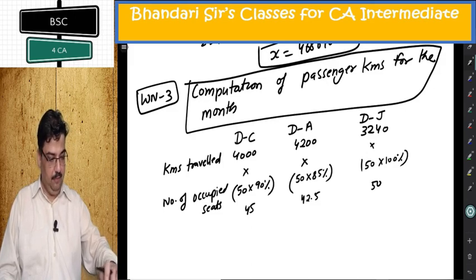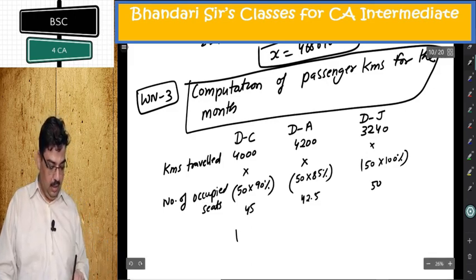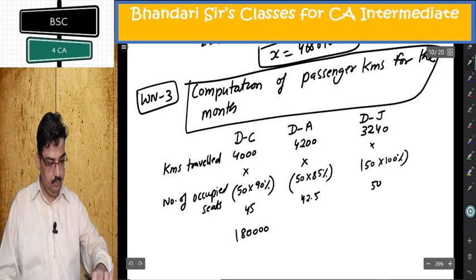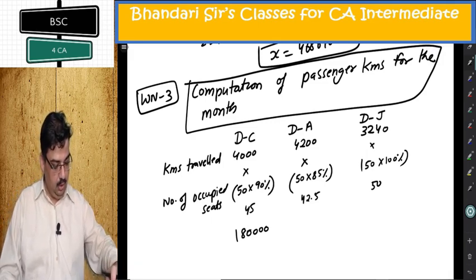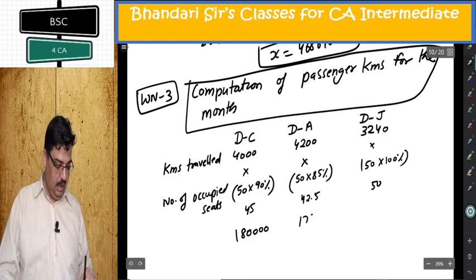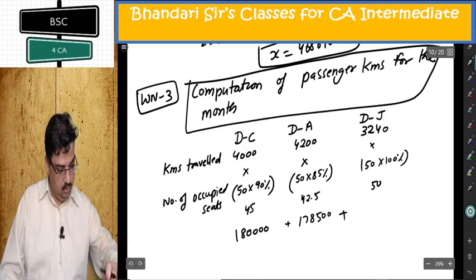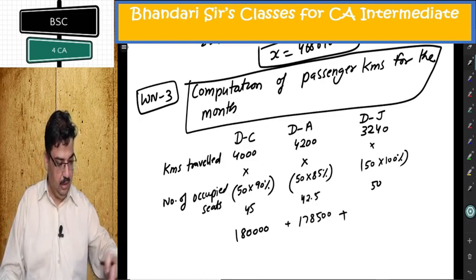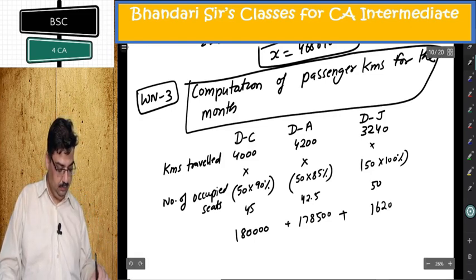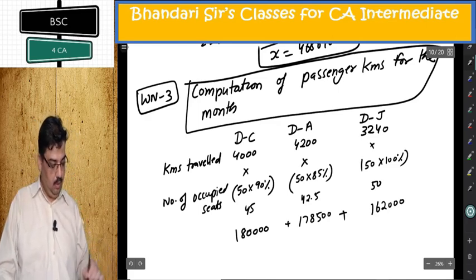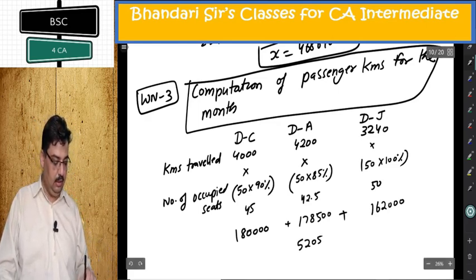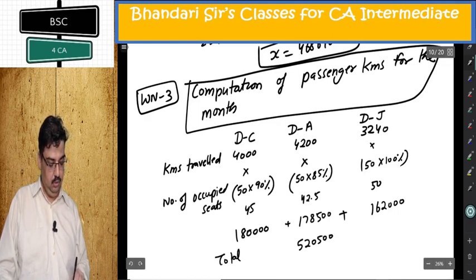4,000 into 45, what I am getting? 1,80,000. 4,200 into 42.5, I am getting 178,500. 3,240 into 50, 1,62,000. What am I getting in total? 5,20,500. Total passenger kilometers.